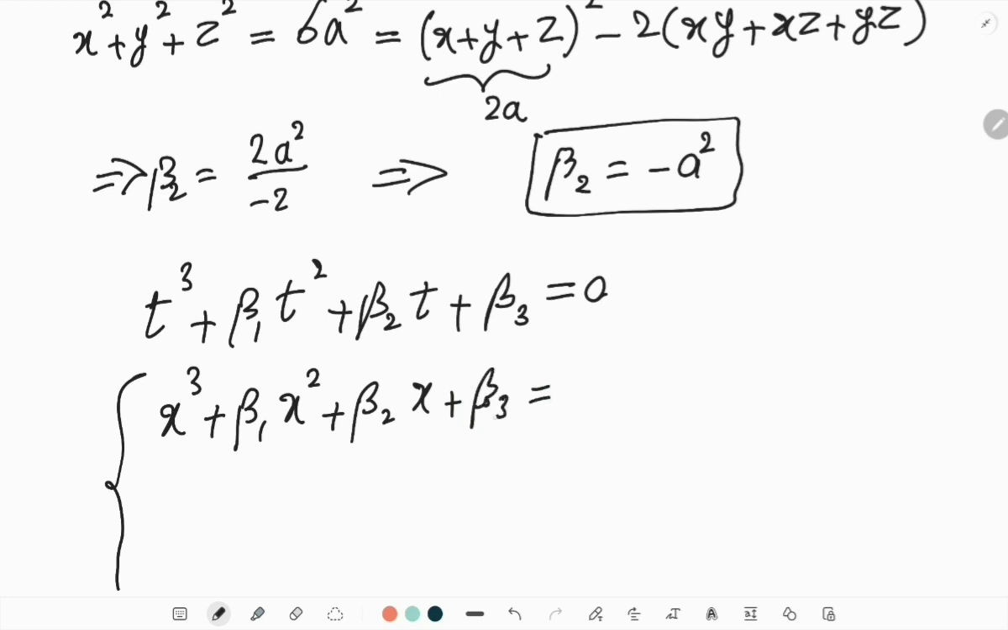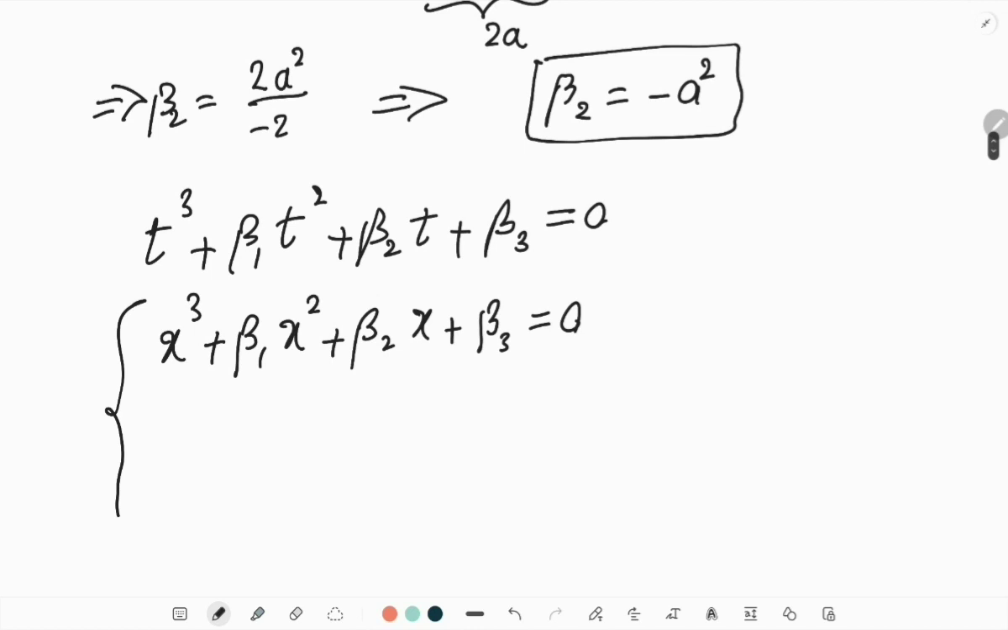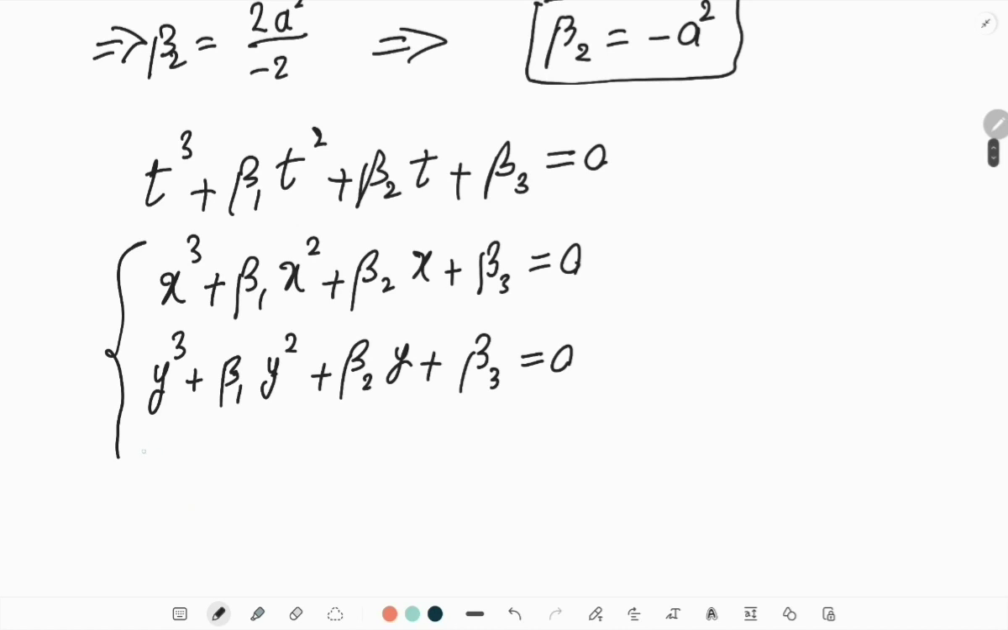Sorry, it became weird a little bit. Beta 3 equals 0. This must hold true, and the same for y and z. So y^3 + beta 1 y^2 + beta 2 y + beta 3 equals 0, and then also z^3 + beta 1 z^2 + beta 2 z + beta 3. This must also be 0.